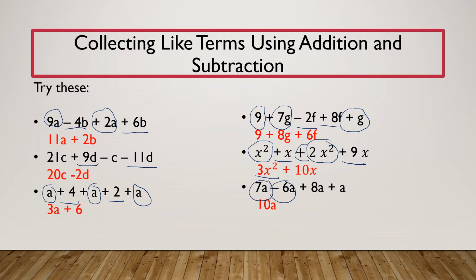And finally, I had 7a minus 6a plus 8a plus a. So I had 7a minus 6a, which gives me a, plus 8, which gives me 9a, plus a, which gives me 10a.